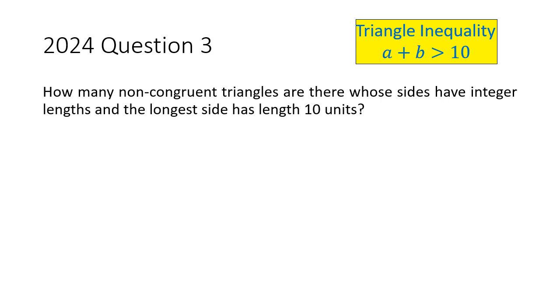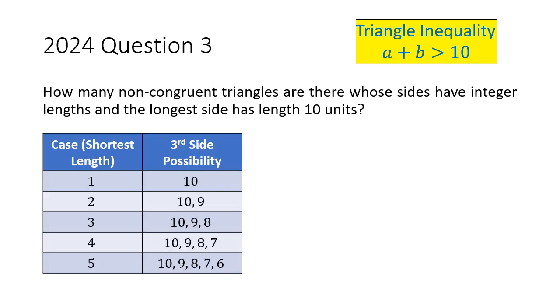So let's look at the various cases. We're going to construct cases for the various possible shortest lengths. By constructing a table, let's assume that the shortest length is 1, 2, 3, 4, 5, and so on. You'll see that if the shortest length is 1, the other side must be 10. It can't be 9 because 1 plus 9 is not greater than 10, so it breaks the triangle inequality.